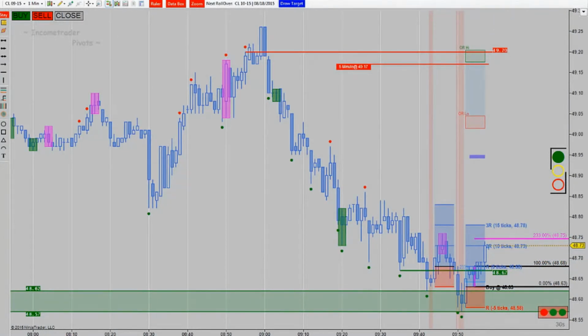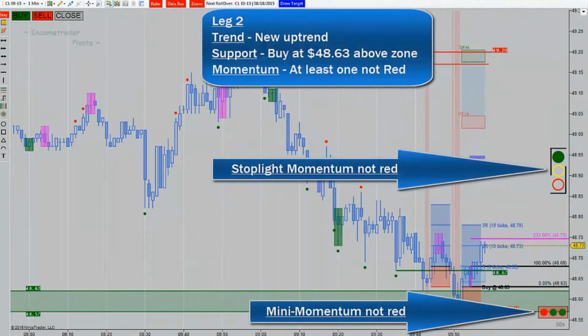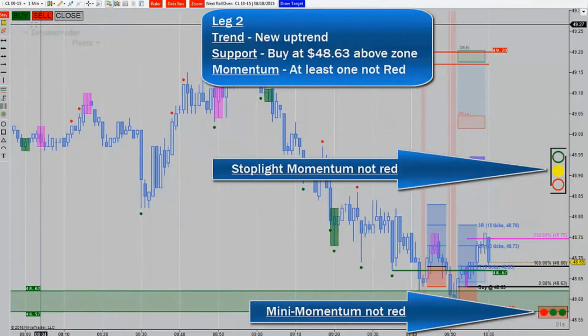This is leg number 1. We're looking for leg number 2 now. Leg number 2 is a continuation of the upward trend. Leg number 1 is a change of trend that we're looking for. Leg number 2 is a continuation of the uptrend. So here we have a new uptrend. There's your new uptrend right there.